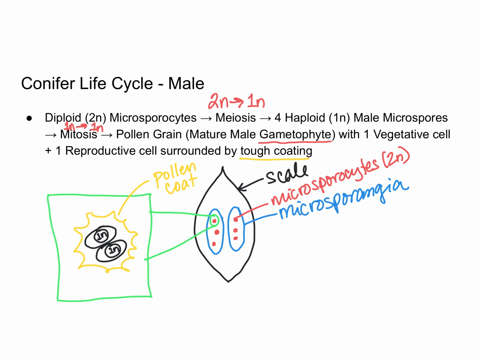One of these cells is a vegetative cell, which is also sometimes called a tube cell, because this cell is going to be responsible for forming the pollination tube after pollination occurs. So when this pollen grain lands on the sticky pollination substance at the micropyle of the female scale, the vegetative cell is going to produce a tube that leads from the micropyle to the ovule.